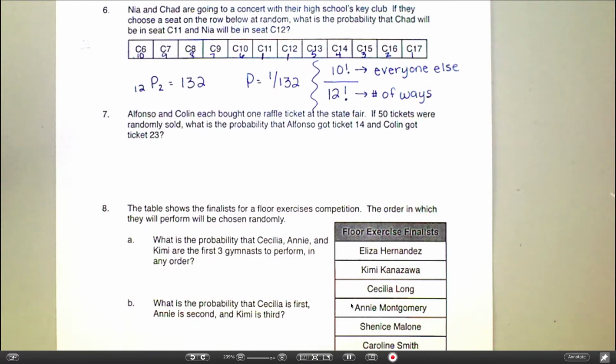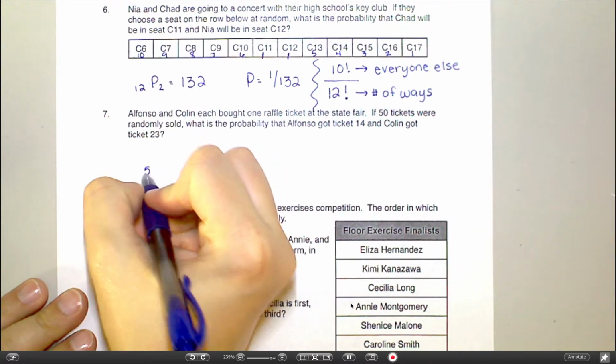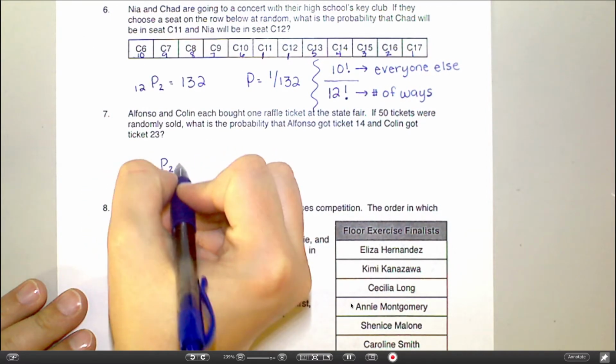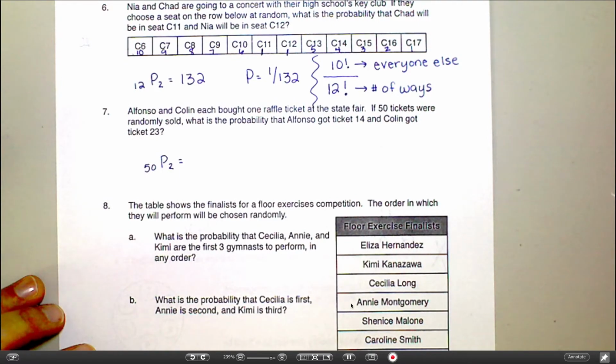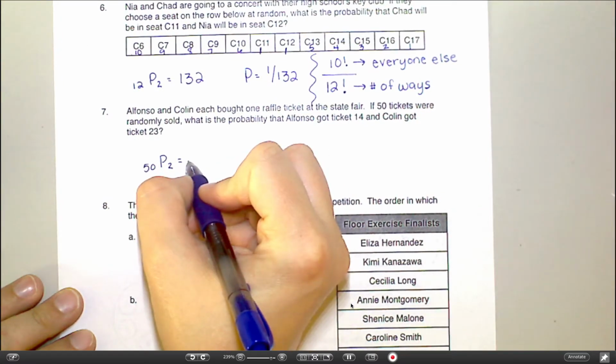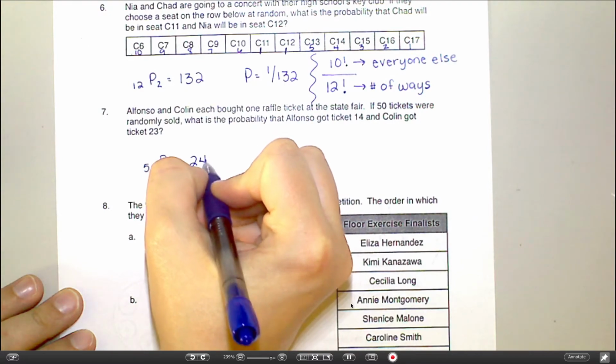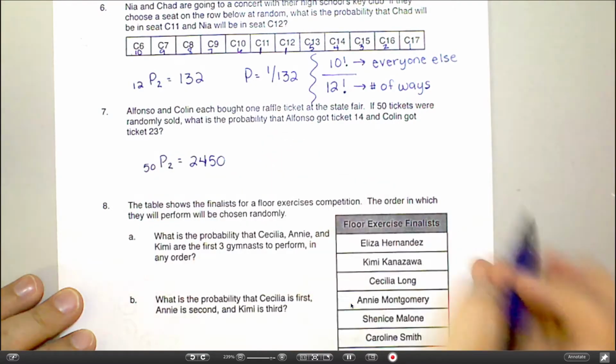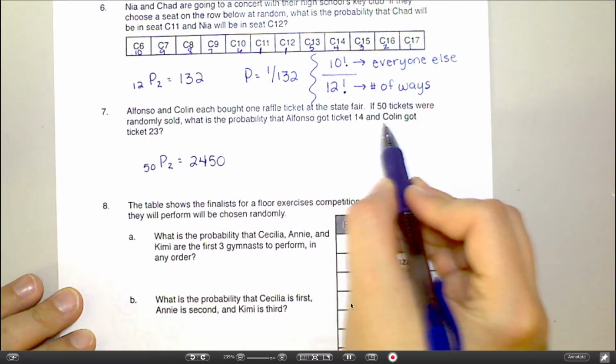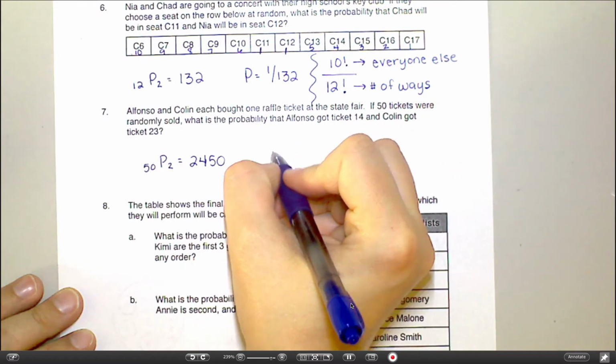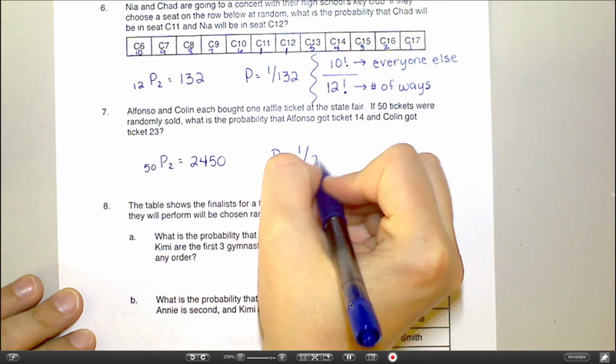Alfonso and Colin each bought one raffle ticket. There were 50 tickets sold. What is the probability that Alfonso got number 14 and Colin got number 23? Permutation or combination? Permutation, because we want them to get specific numbers. 50 P2. What's that one going to be? 2450. And out of those 2,450 different arrangements, how many would be with Alfonso here and Colin here? One of those, yep. So the probability is 1 out of the 2,450.